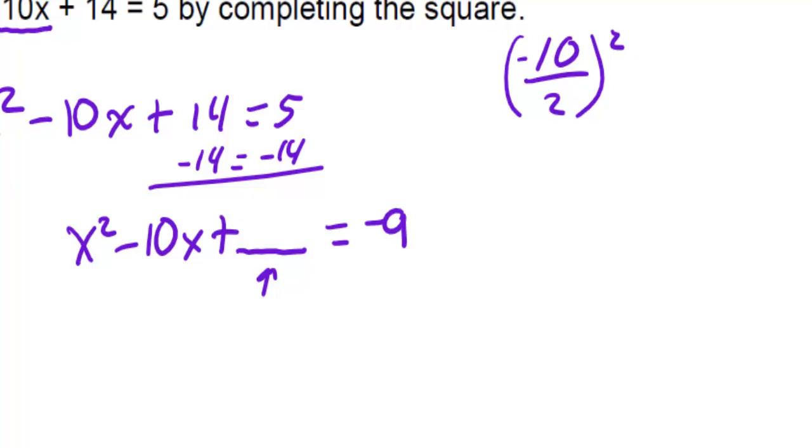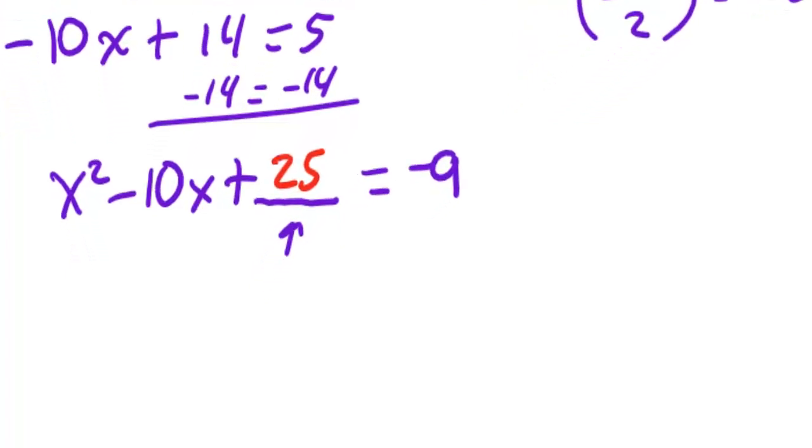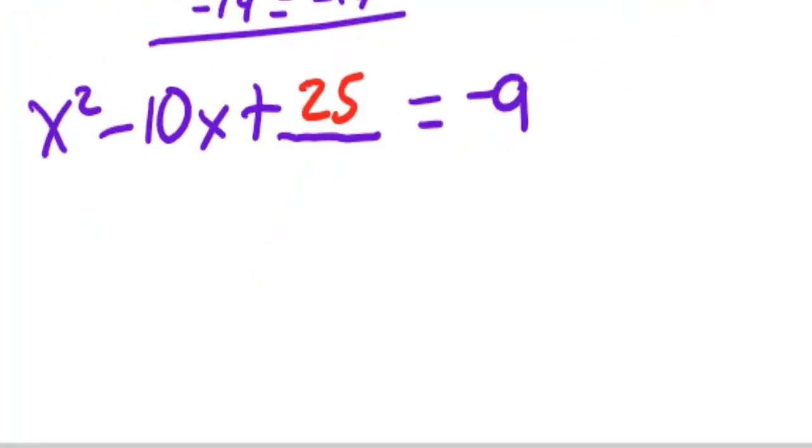So negative 10 divided by 2 is negative 5. Negative 5 squared is 25. So I'm going to add 25 to this side right here. Now the problem with this is this 25 did not exist in the problem, but I added it to the left side of the equal sign.